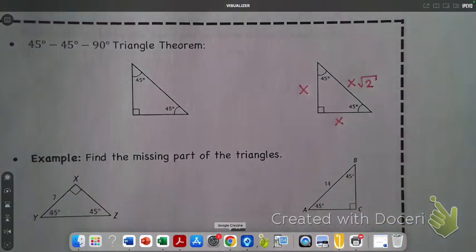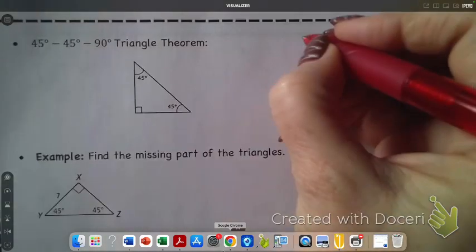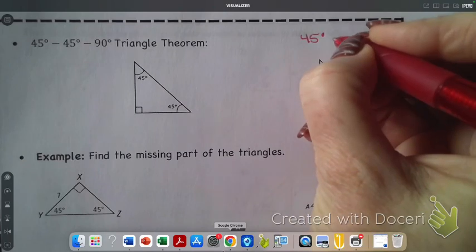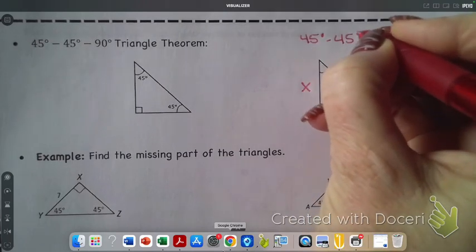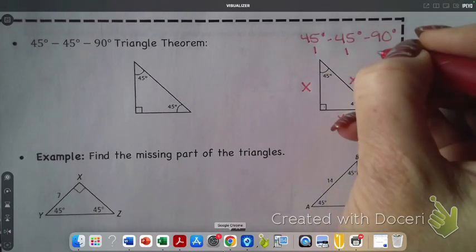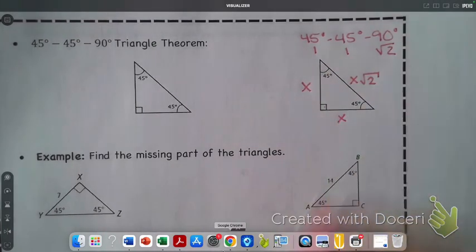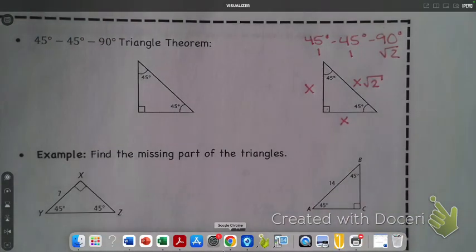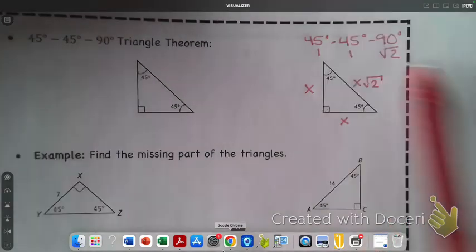Now, I'm going to change this, because if I wrote it this way, it'd be 45, 45, 90. Don't forget your degree symbols. It'd be 1, 1, square root of 2. Yes? And if I'm trying to remember 45-45-90 is 1, 1, square root of 2, and 30-60-90 is 1, square root of 3, 2, is that going to be kind of confusing? Okay, because the 90s aren't the same, are they? Because I have square root of 2 here, and I have 2 here.